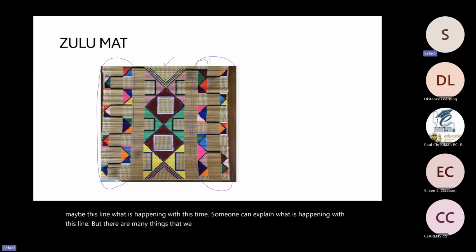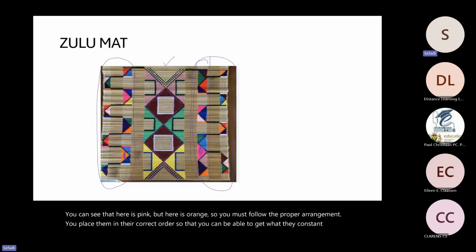We must understand how it is arranged, the order, the color. Here is pink, but here is orange. So you must follow the proper arrangement. You place them in the correct order so that you can be able to get the constant difference and the general rule.